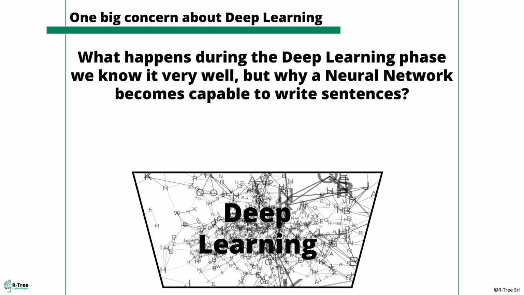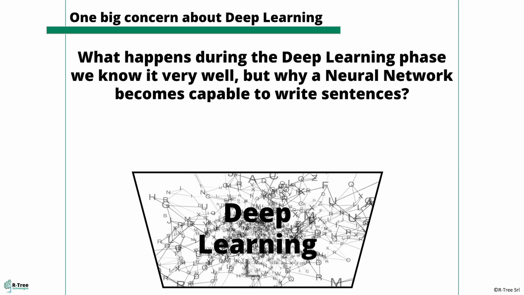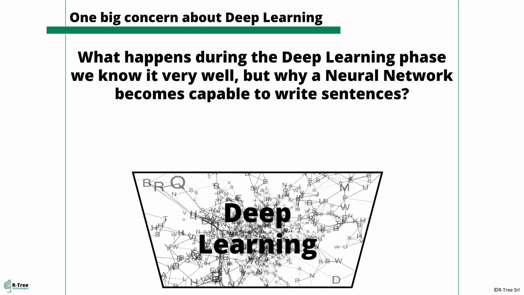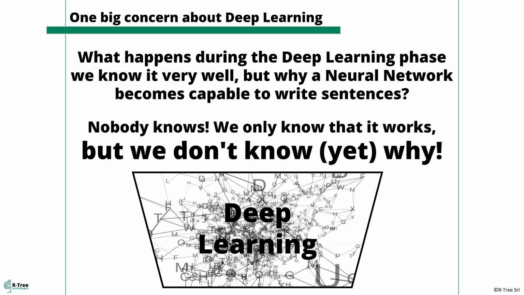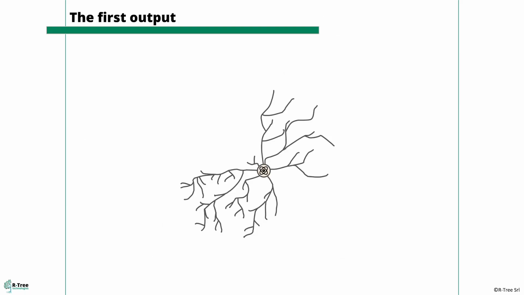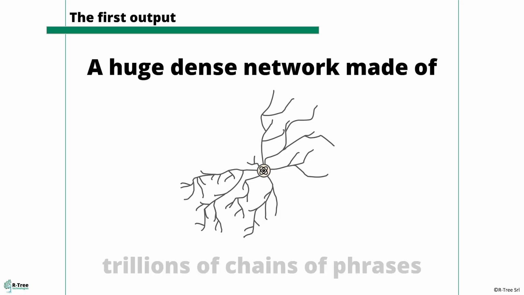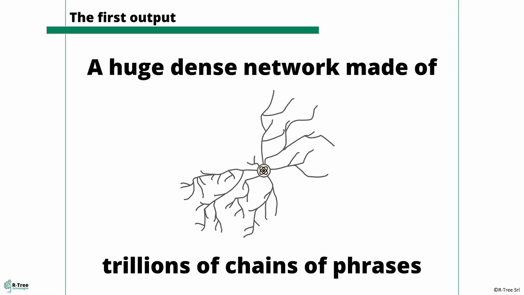From a technical point of view, we know very well what happens during a deep learning phase. What data scientists still don't understand, and this happens for every AI technology based on neural networks, is explaining why a neural network actually works, even though it works very well. And here we come to the final output of this process. A huge dense network made of trillions of chains of phrases.